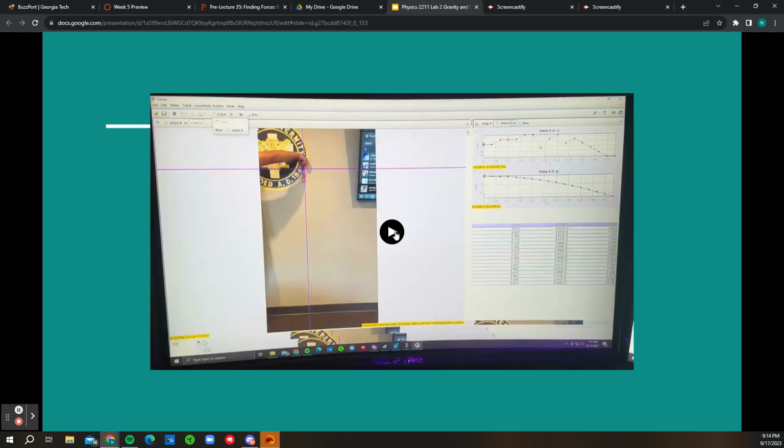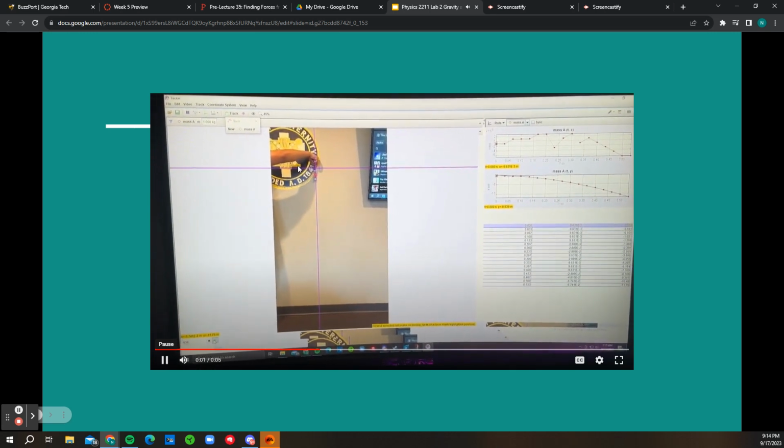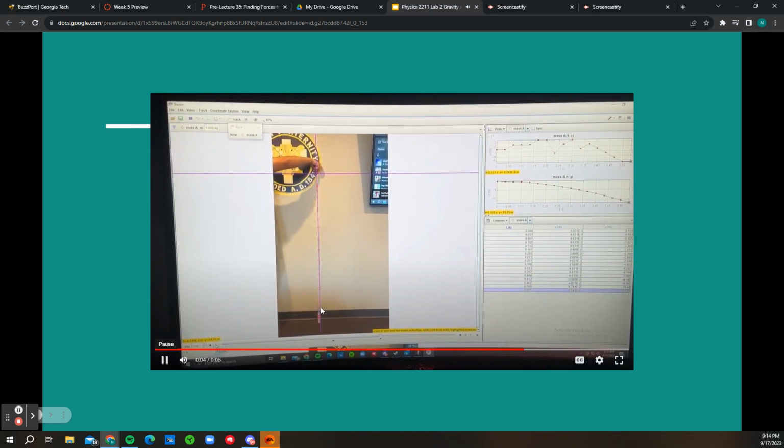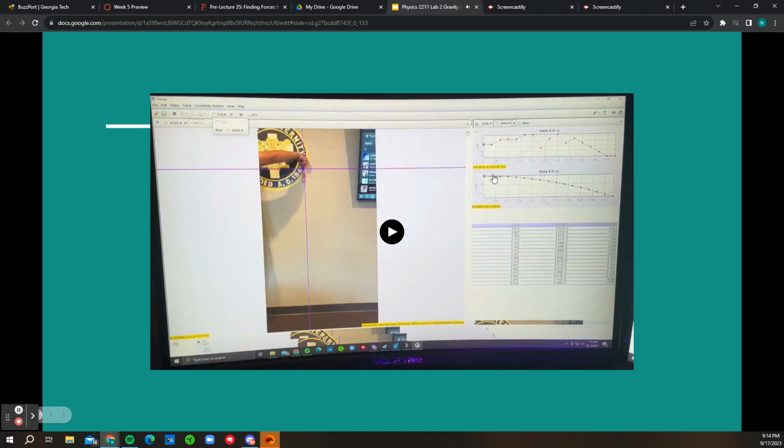Here is the video of my tracker. As you can see here, the expo marker is dropped from said initial position, and you can watch as the Y position slowly makes this downward sloping curve.